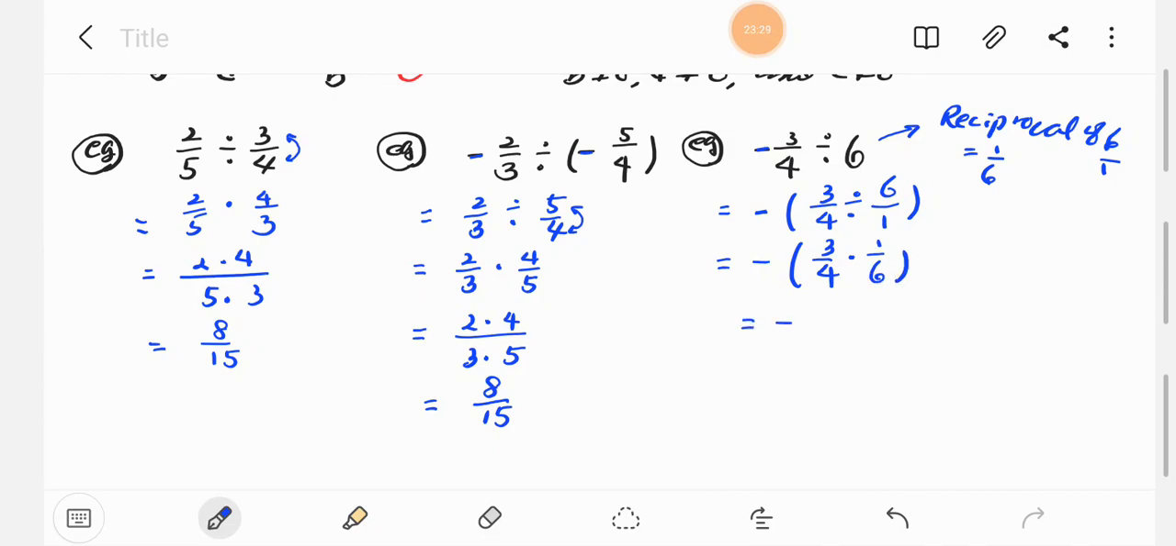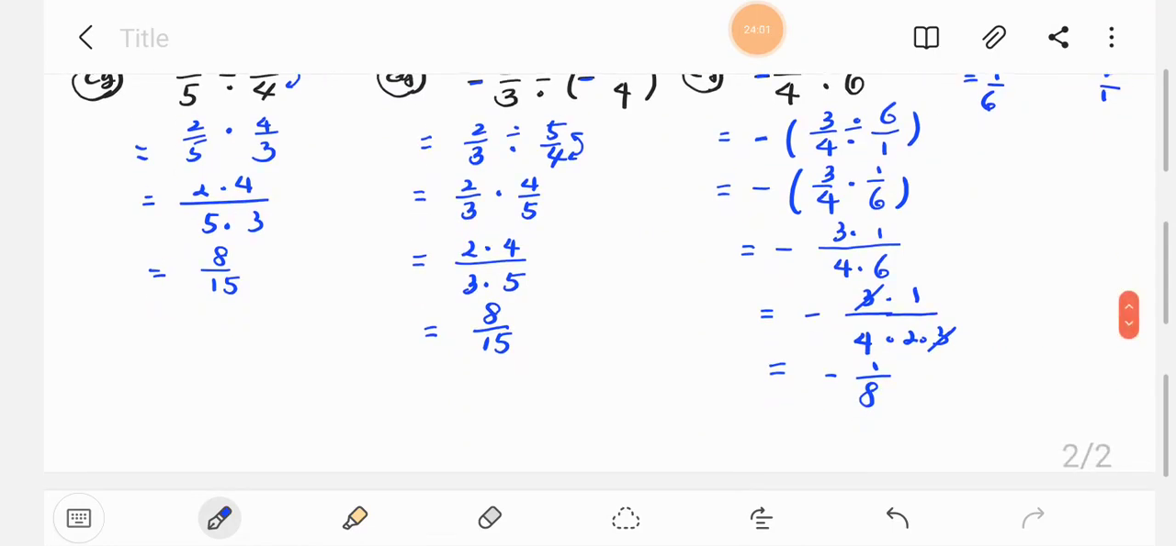Then negative, multiply the numerators, so 3 times 1, and 4 times 6. Then negative 3/4 times 1/6: the numerator is 3 times 1, and the denominator is 4 times 6, which is 2 times 3, right? So you can cross out this 3, so the result is negative 1/4 times 2, which is 8. I removed the parentheses because I just wanted to separate the negative sign and the parentheses, but in this case we don't need the parentheses, so I just write the negative sign only.